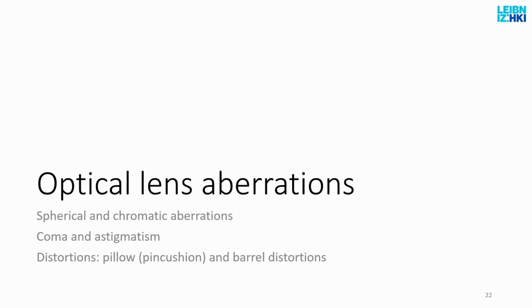Now, this is very good. Now we know how an optimal, ideal lens works, but lenses are not ideal. They have aberrations. They cause distortions of the image. And we will go through only the very few of them that you need to know about.